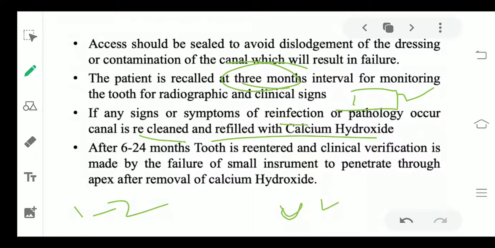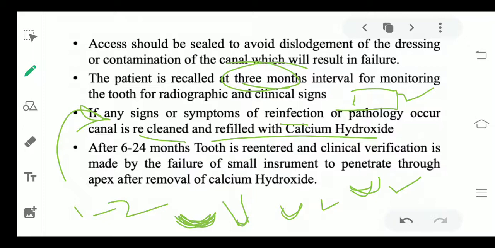So until your apex is closed and until your canal is completely free from infection, you will again and again do this treatment in every sitting, okay? It's not that you applied calcium hydroxide the first time and the apex is not closed and you said, okay, we did it once and now we can go for filling. No. Until your apex, which was open from the bottom, is closed, you cannot go for filling your canal. And also your canal should be free from any kind of infection. Then only you can proceed further.